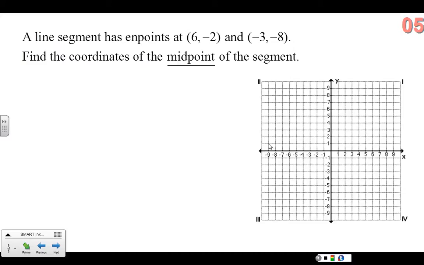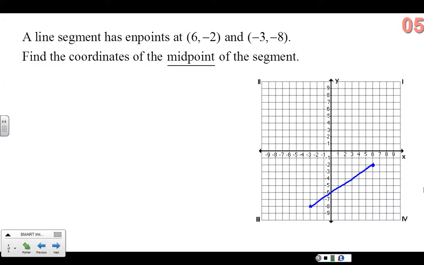So a line segment has the endpoints 6, negative 2. So let's plot that to see where that actually lies. So it's down here in quadrant 4. And negative 3, negative 8 would be 3 to the left, down 8. So here's the segment we're talking about. We want to find the point that is halfway between those two endpoints.